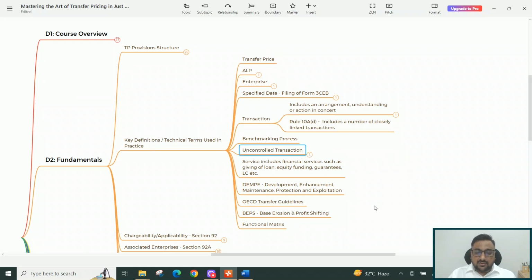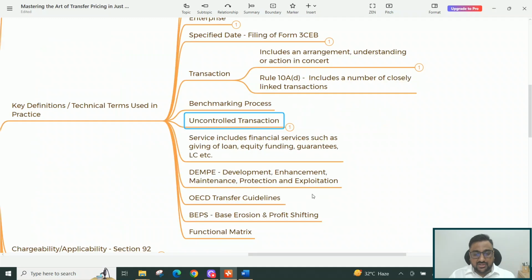Then there are services. Service has also been defined to include financial services such as giving of loans, equity funding, guarantees, etc. Someone may say, how can giving of a loan be an income? But that is a type of financial service which has been provided by one entity to another entity, and that is where these types of services are also included in the transfer pricing purview.